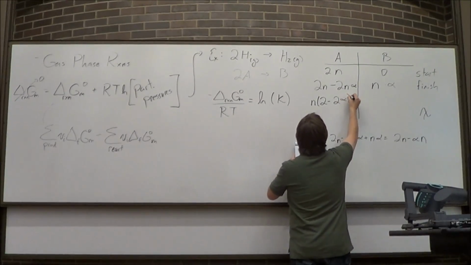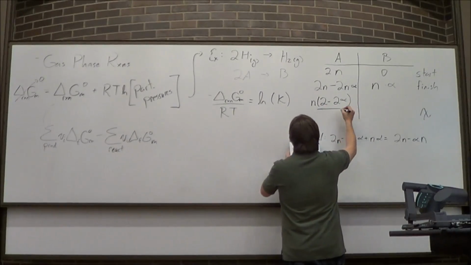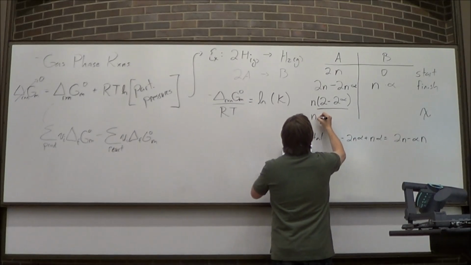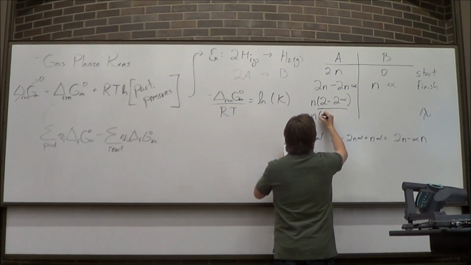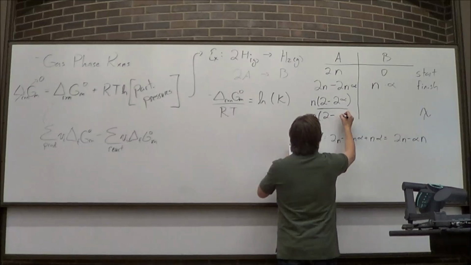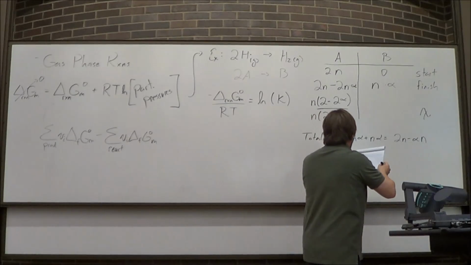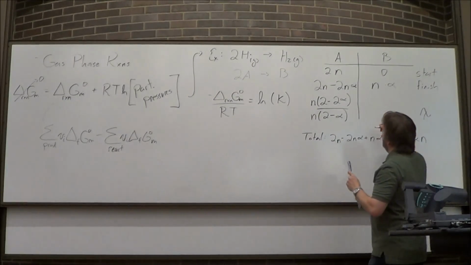And again, be really careful with those alphas and 2s. You should be able to factor the n out, and your final answer does not have an n in it. Again, be careful with that alpha. Did I do that right? Yeah. Should be 1 minus alpha.